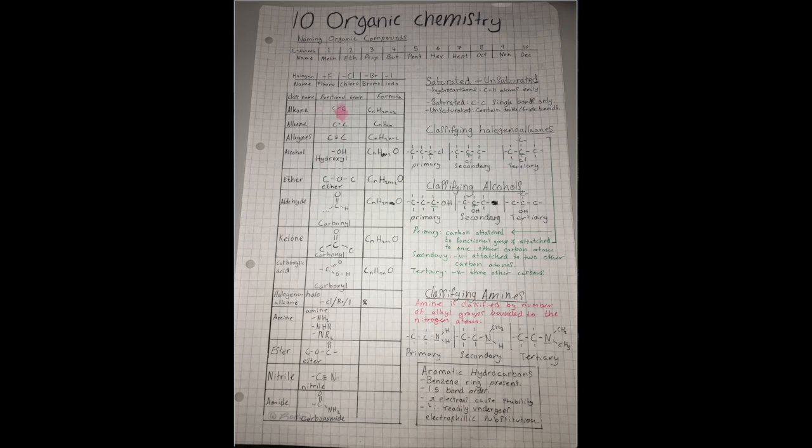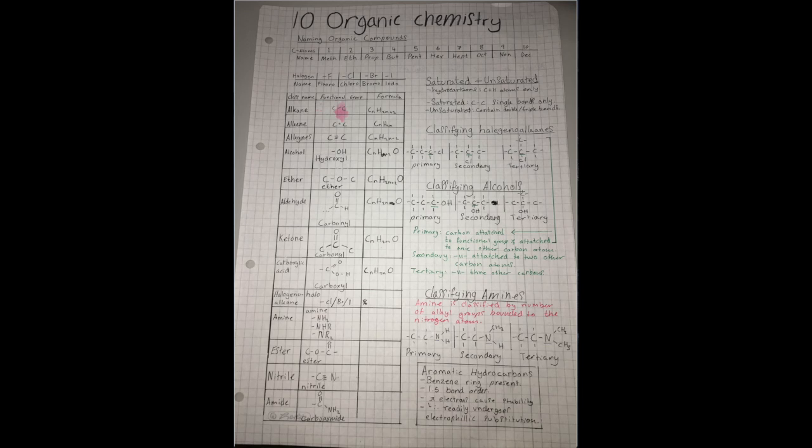Classifying halogenoalkanes. There are three types of halogenoalkanes: primary, secondary, and tertiary, just as shown on screen. Classifying alcohols is similar to this. There are primary, secondary, and tertiary alcohol molecules.